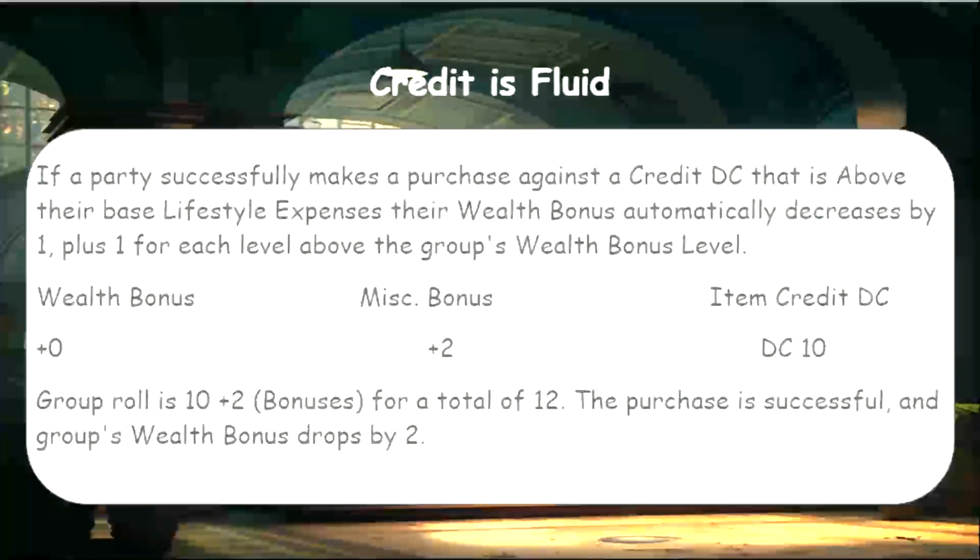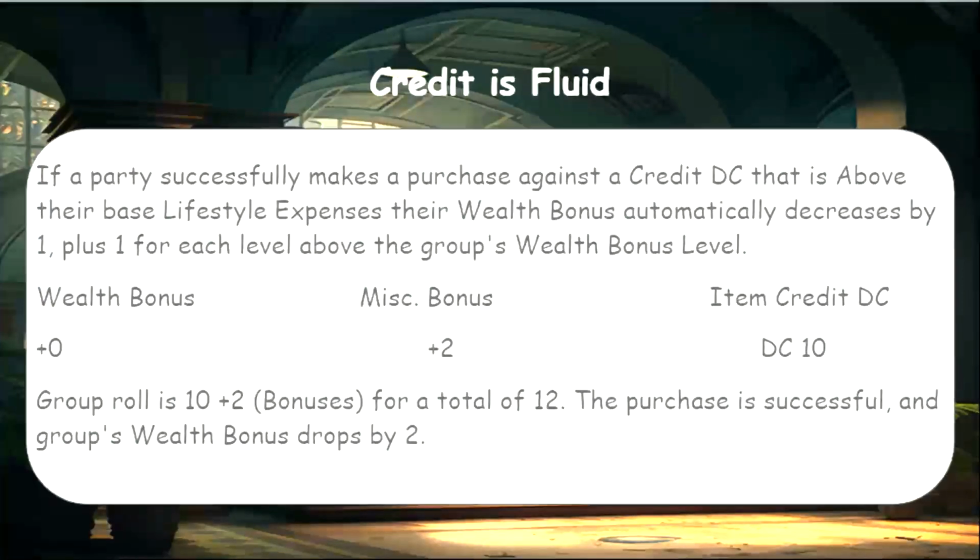So credit is fluid. Here's a really brief example of how things would work in one of my games. A party successfully makes a purchase against a credit DC that is above their base lifestyle expenses. Their wealth bonus automatically decreases by 1, plus 1 for each level above the group's wealth bonus level. So basically, let's say the wealth bonus for the group is +0. They're middle of the road, moderate living expenses.